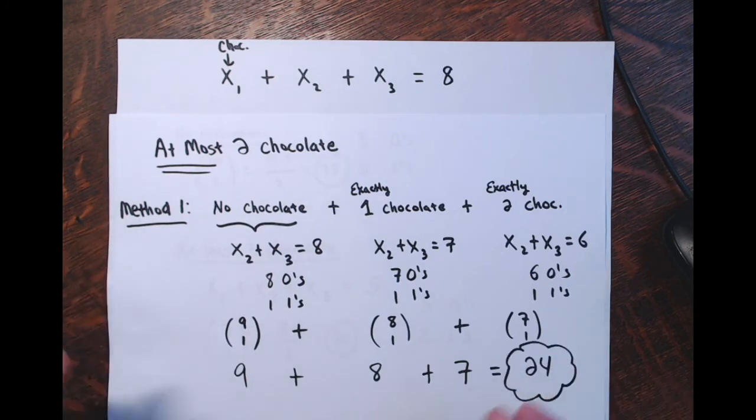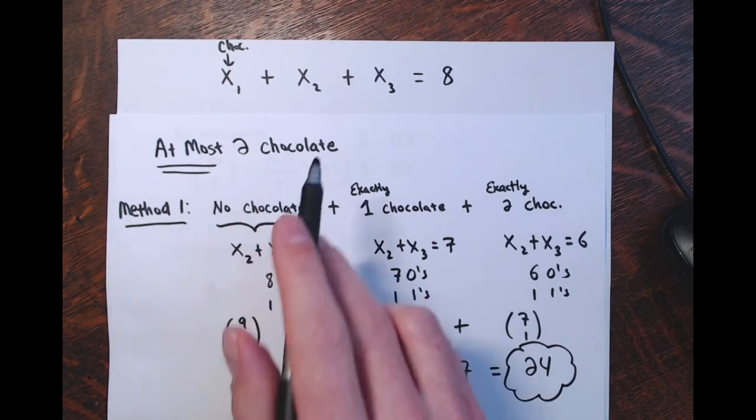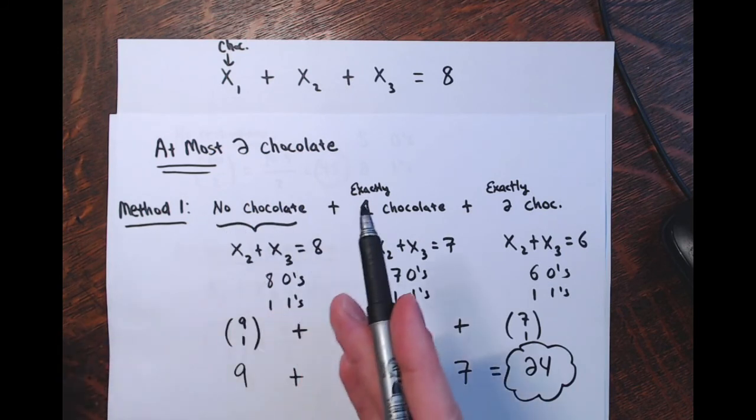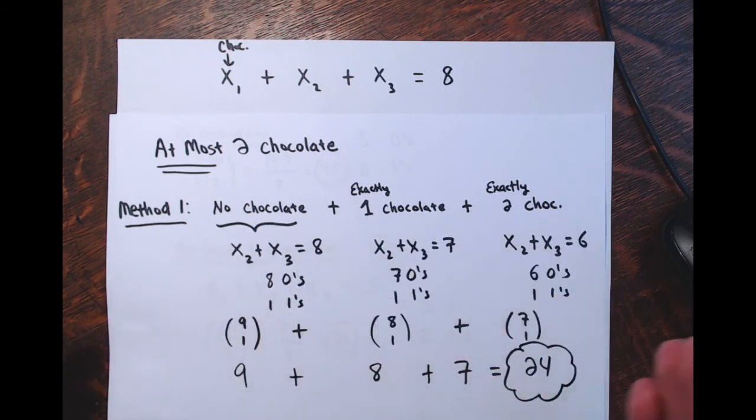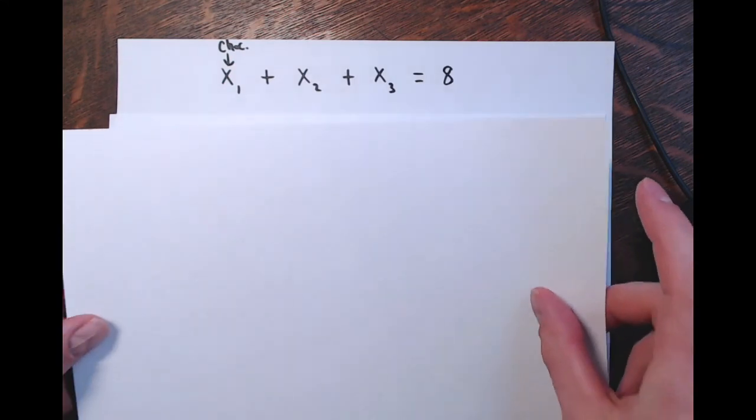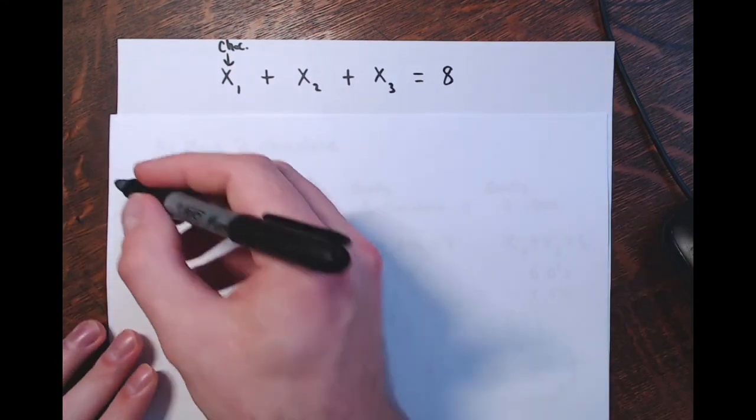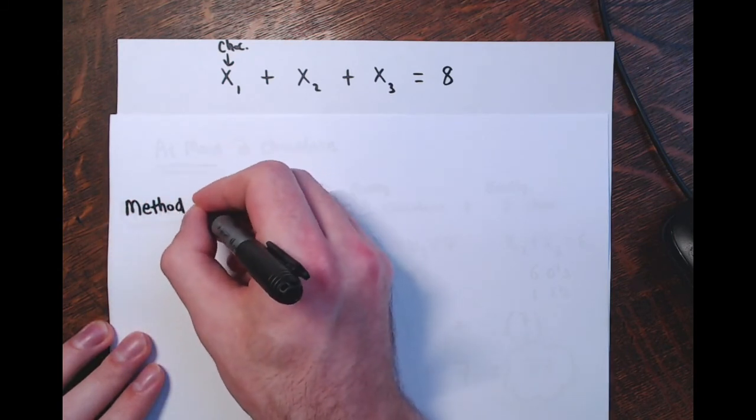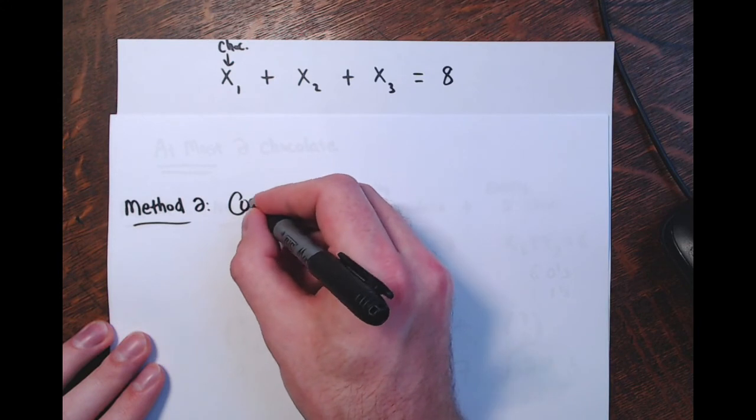All right, now that took a while. I wouldn't want to do this, especially if they said at most 5 chocolate. Then I'd have to go no chocolate, exactly one chocolate, exactly two, all the way up to exactly five, and add those up. Rather, based on what part A and part B looked like, I'd rather use the complement rule. Method two, I'll use the complement rule.